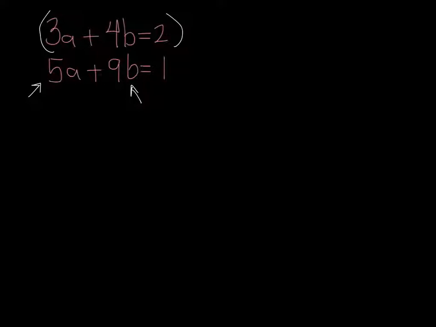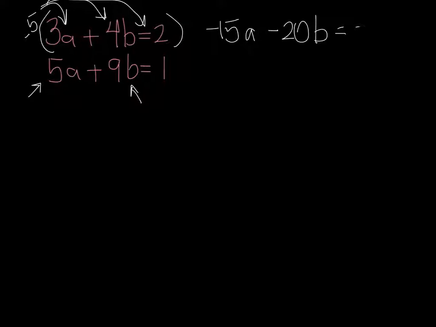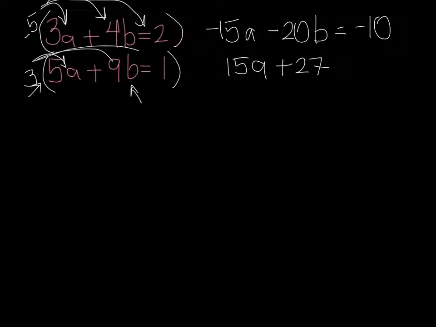So I'll make the first one negative. So I'm going to multiply by a negative 5. Now remember, I have to multiply every part by a negative 5. So I end up with negative 15a minus 20b equals negative 10. Don't forget to distribute. Now I want this to be a positive 15a, so I'm going to multiply everything by a 3. So I get 15a plus 27b equals 3.